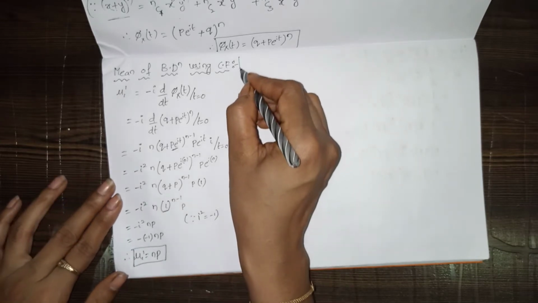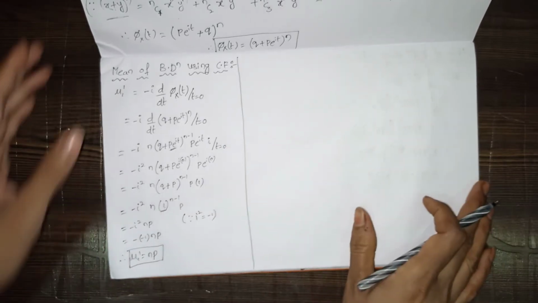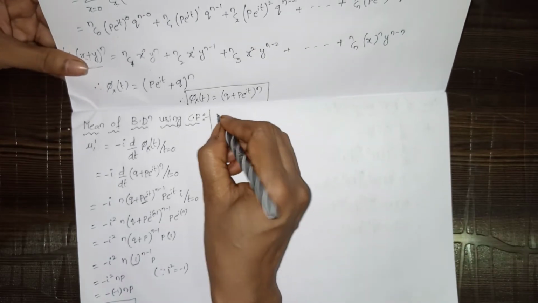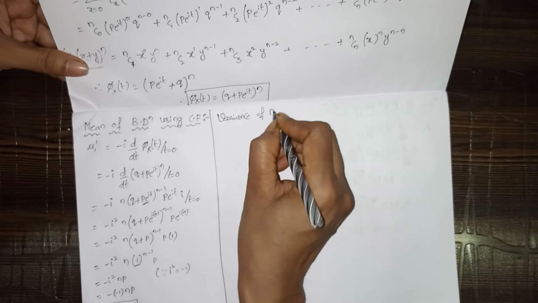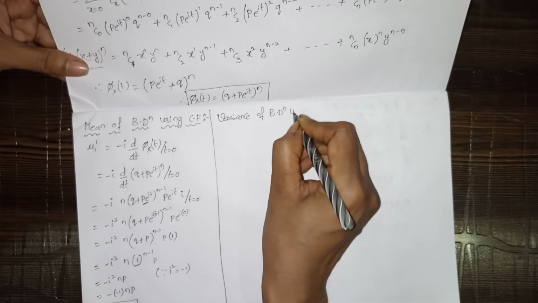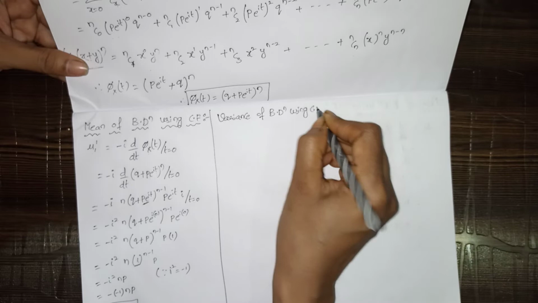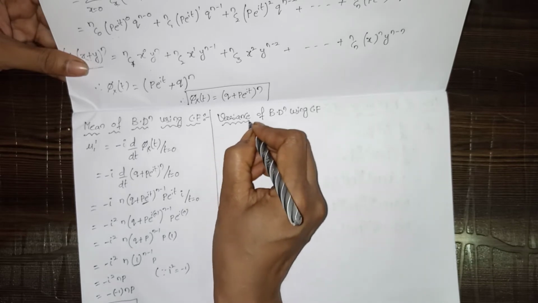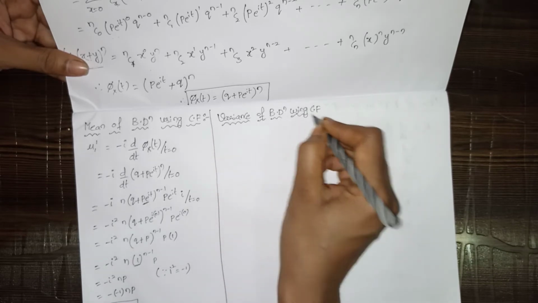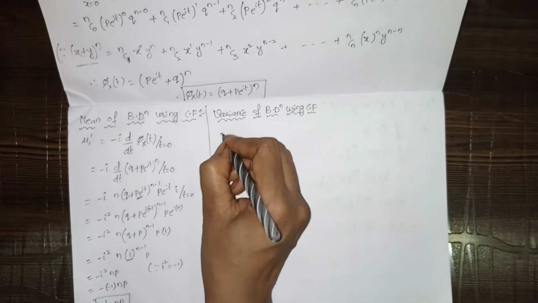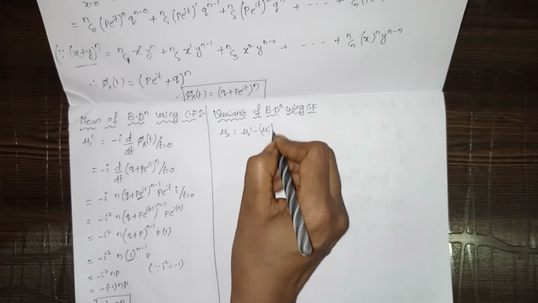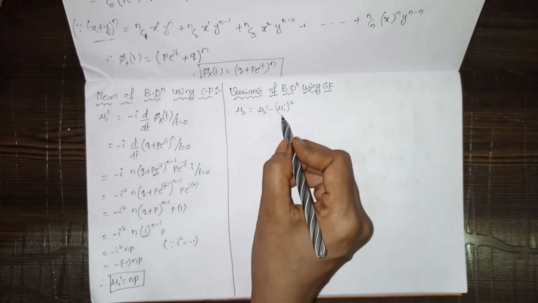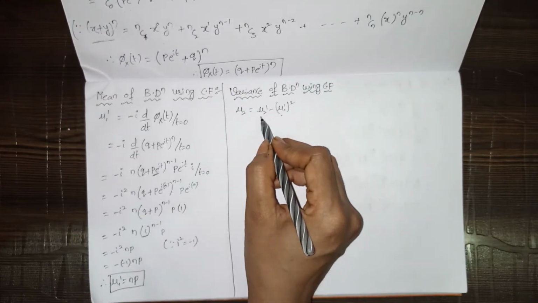Okay, so now what we have to do is calculate the variance of the binomial distribution using the characteristic function. The variance is denoted with mu2. Mu2 equals mu2 dash minus mu1 dash whole square. We already calculated mu1 dash, and now we are going to calculate mu2 dash.